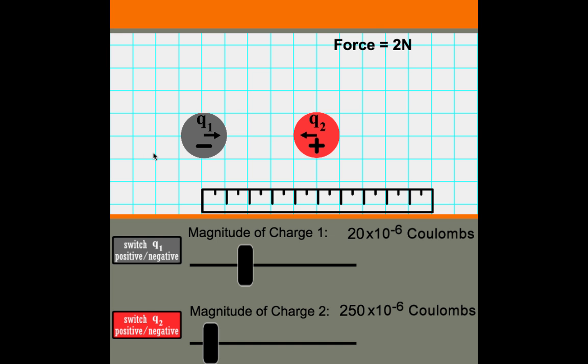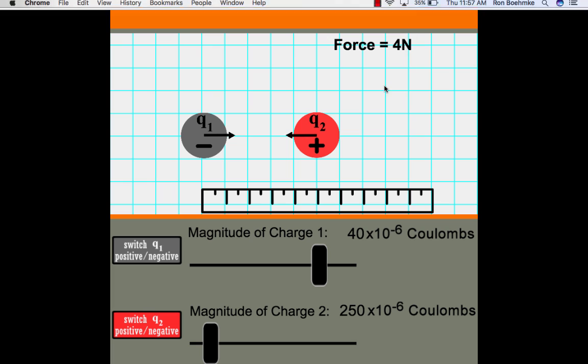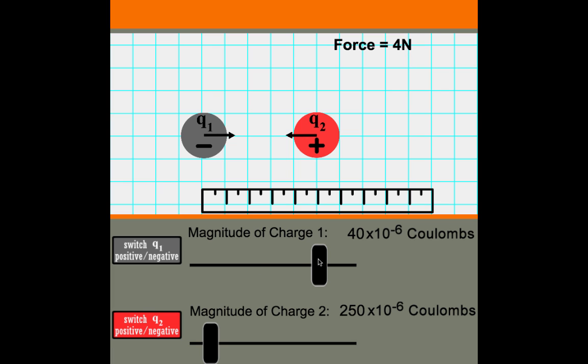Let's take a look at this simulation to show the relationship between the product of the charges and the force. To start off here, charge 1, Q1, is roughly 20, and charge 2 is 250, and the force is 2 newtons. If I double the charge on Q1 by making this 40, then we see that the force doubled.